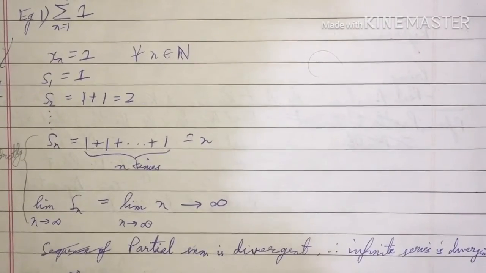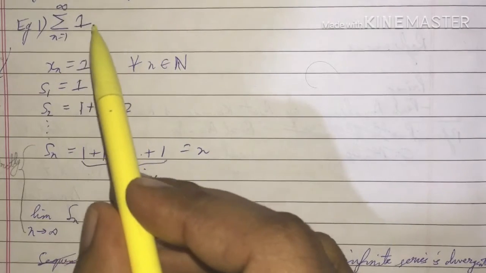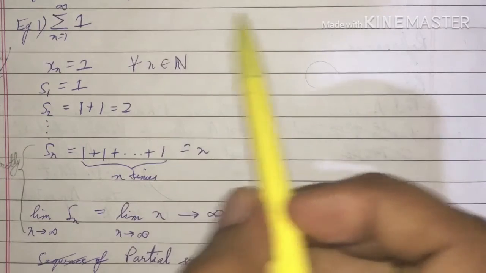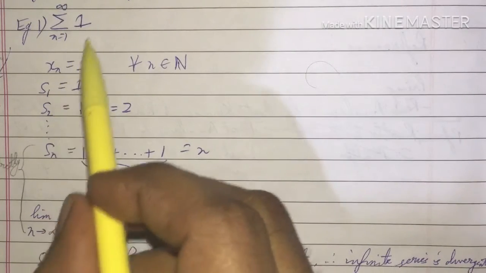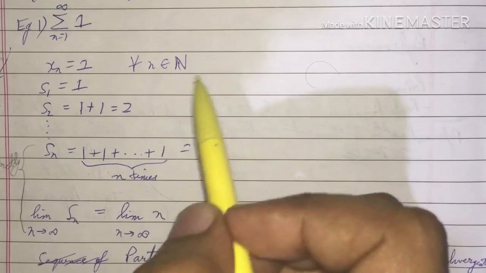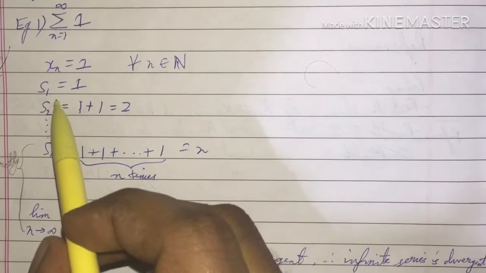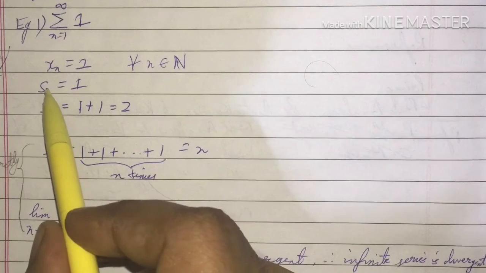Now this is an example. This is summation n ranging from 1 to infinity of 1. So basically this is just 1 plus 1 plus 1 infinitely many times. So the sequence xn is basically 1 for all n belonging to the set of natural numbers. Now we take the sequence of partial sum. Sn is the sum of the first n terms.